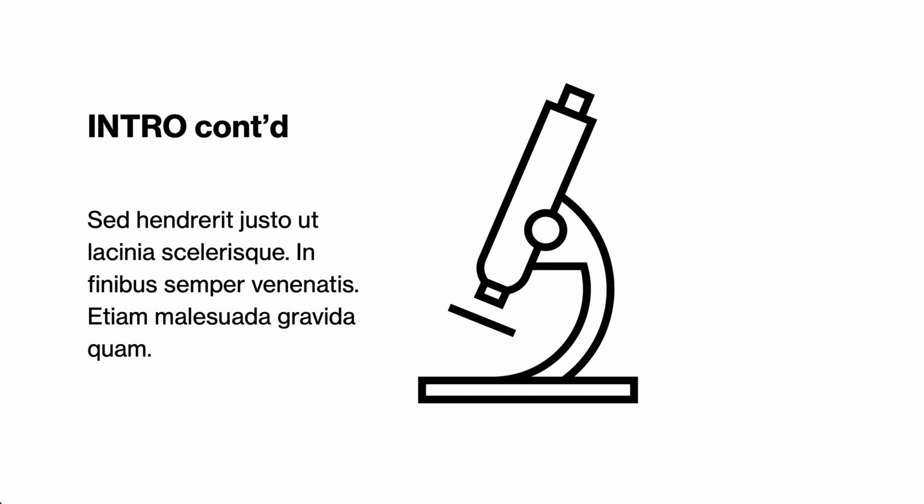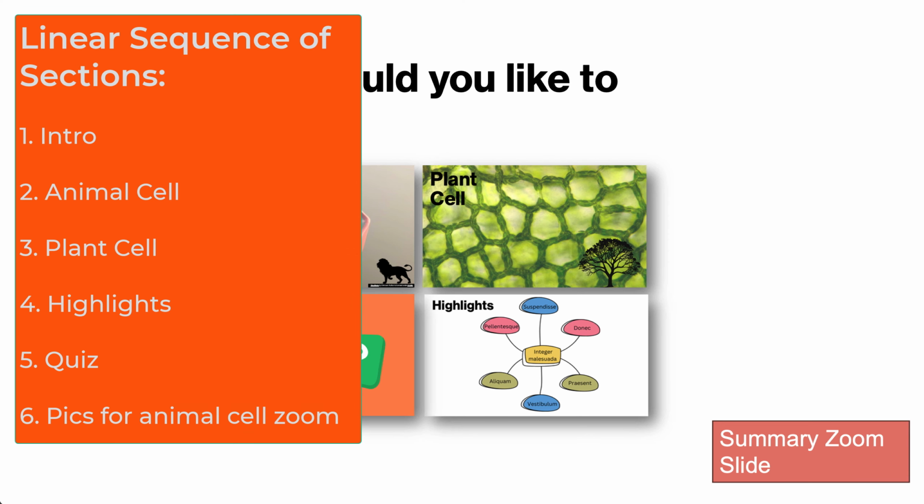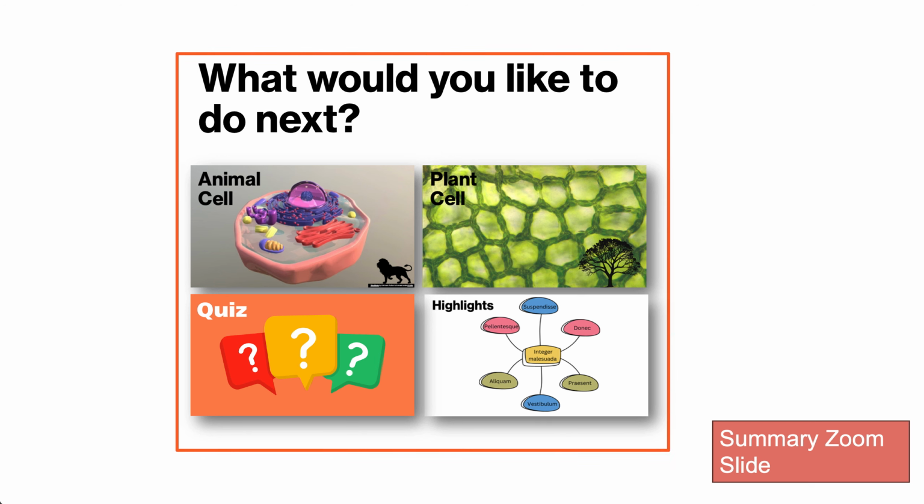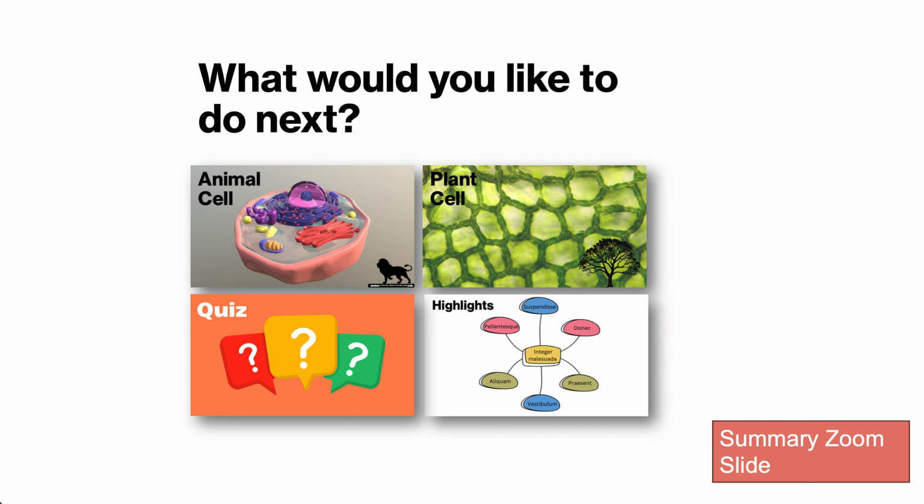Based on the sequence of slides, animal cells would come after the intro if this was a normal presentation. But we have added a layer of interactivity to this presentation by adding this summary zoom slide, which allows you to jump into different sections of the presentation. This means that the audience, in this case the learners, have the choice to decide what they would like to do next. In other words, they can decide to first do animal cells, then plant cells, or vice versa.